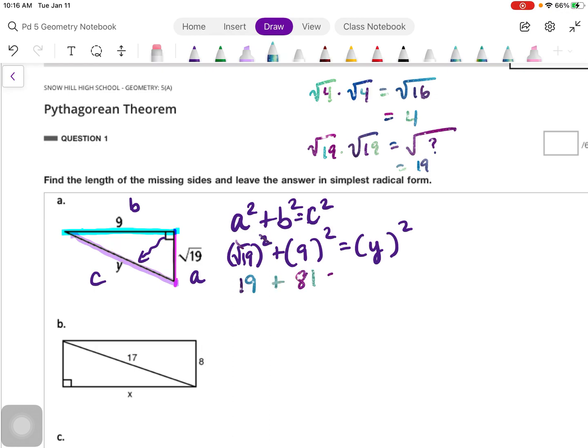9 squared is 81. Then we have y squared. So when you add these up, you get 100. And that's a pretty easy one to figure out. Okay, but if you weren't sure what the square root of 100 is, you can break it up.